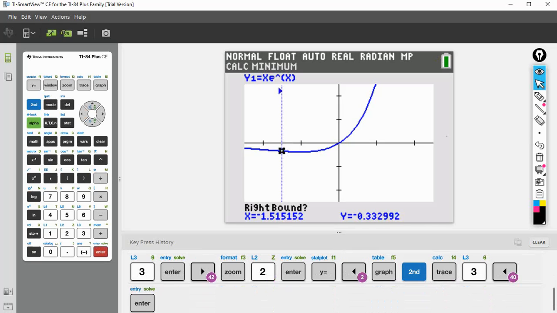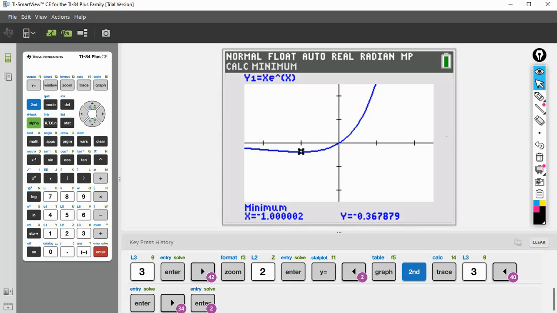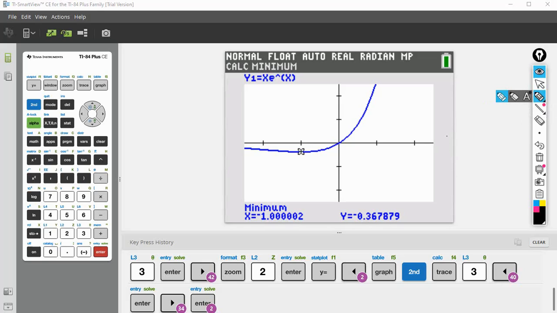Hit enter. Okay, now the right bound. So we got to move to the right of negative 1. And there we are. Hit enter. Guess, yes, thank you. And there it is at negative 1, comma, negative 0.367879. Now remember that we said that the minimum occurs at negative 1, comma, negative 1 over Euler's number. And these decimals are obviously equal to negative 1 over Euler's number.